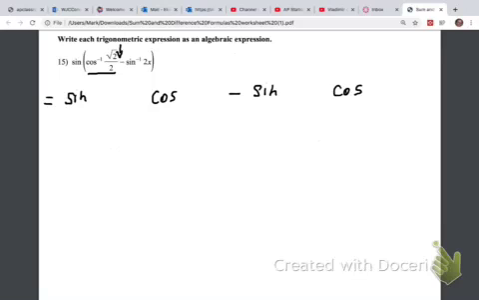Sorry, I had to rewrite that because I hadn't left myself enough room. But our alpha here is this kind of annoying inverse cosine. We need a value for that. But let's write in everything else. So our beta here is 2x, so that's easy enough. And then this will be the sine of beta.